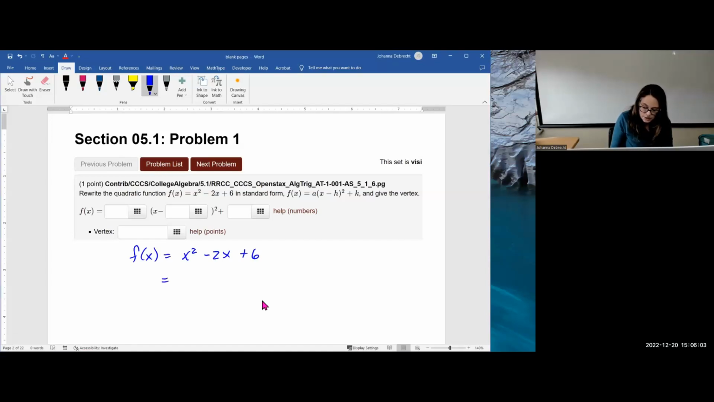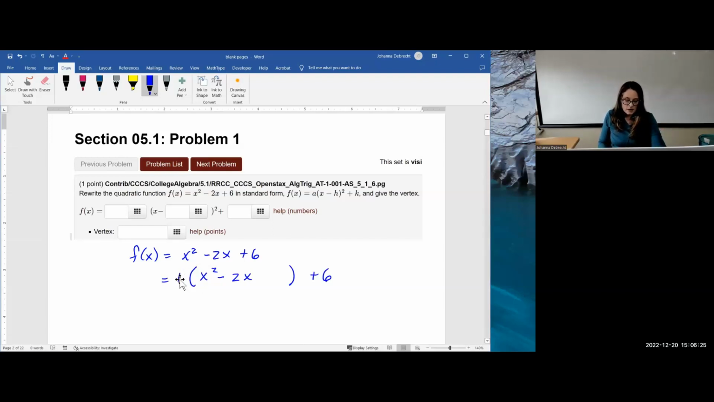Now, the first thing you would do, if your a was not a 1, is factor it out of the first two terms. Leave some space and then write the +6. Notice I did not take the a out of the constant. I only take it out of the x squared term and the x term, if the x term is present.